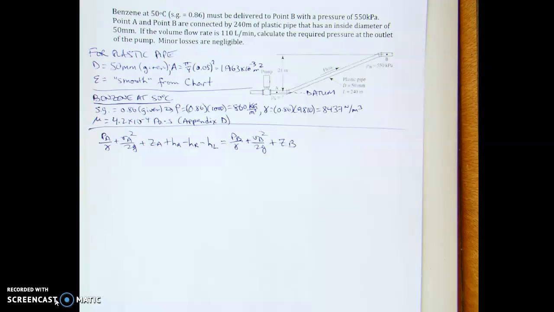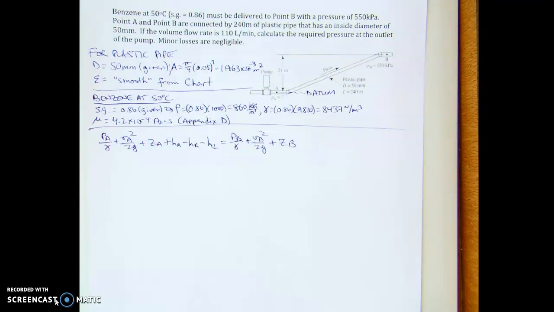Benzene at 50 degrees Celsius, specific gravity 0.86, is delivered to point B with a pressure of 550. Point A and point B are connected by 240 meters of plastic pipe that has an inside diameter of 50 millimeters. If the volume flow rate is 110 liters per minute, calculate the required pressure at the outlet of the pump.